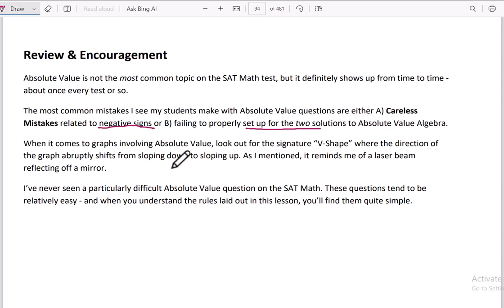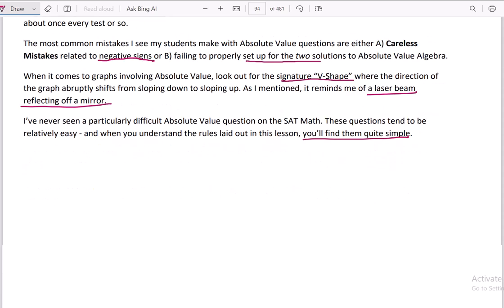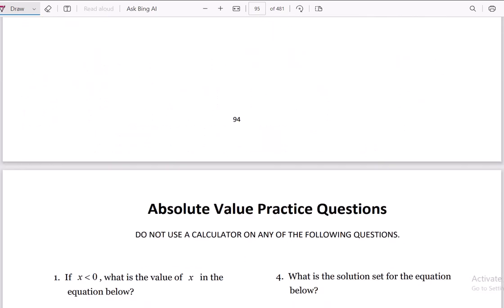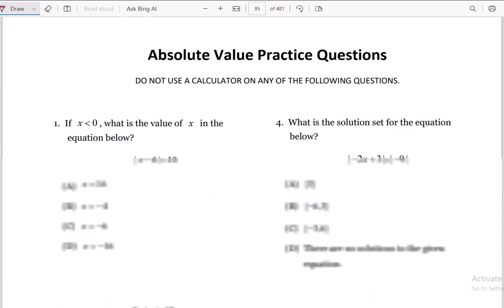When it comes to graphs involving absolute value, look out for this signature V. We talk about the V shape, right? The direction of the graph roughly shifts from sloping downward to sloping up. As I mentioned, it reminds me of a laser beam reflecting off a mirror. I've never seen a particularly difficult absolute value question in SAT math. These questions tend to be relatively easy, and when you understand the rules laid out in this lesson, you find them quite simple. So they are usually simple questions, they're never difficult. Let's go ahead and fix these questions on the practice.